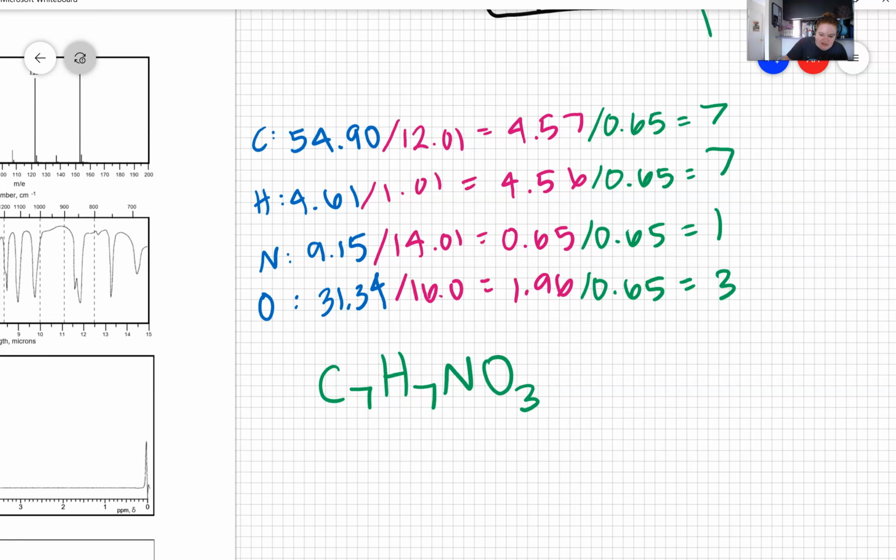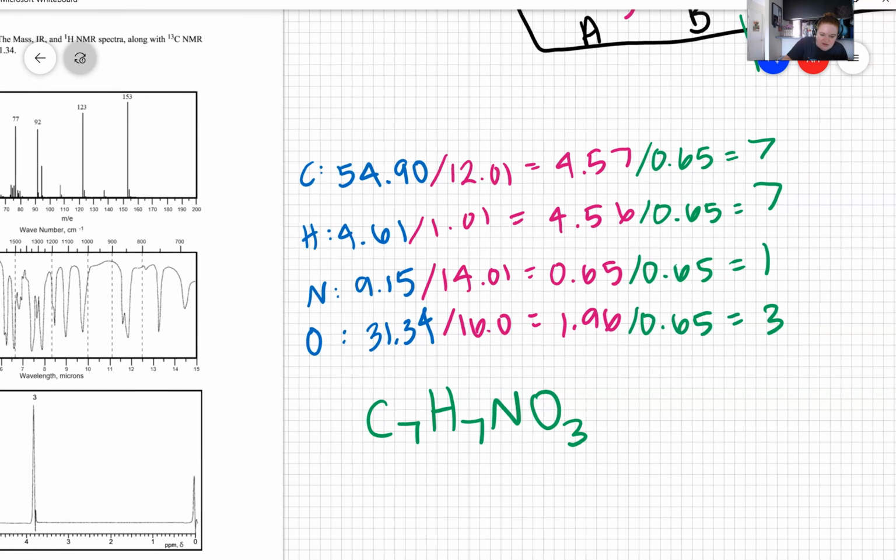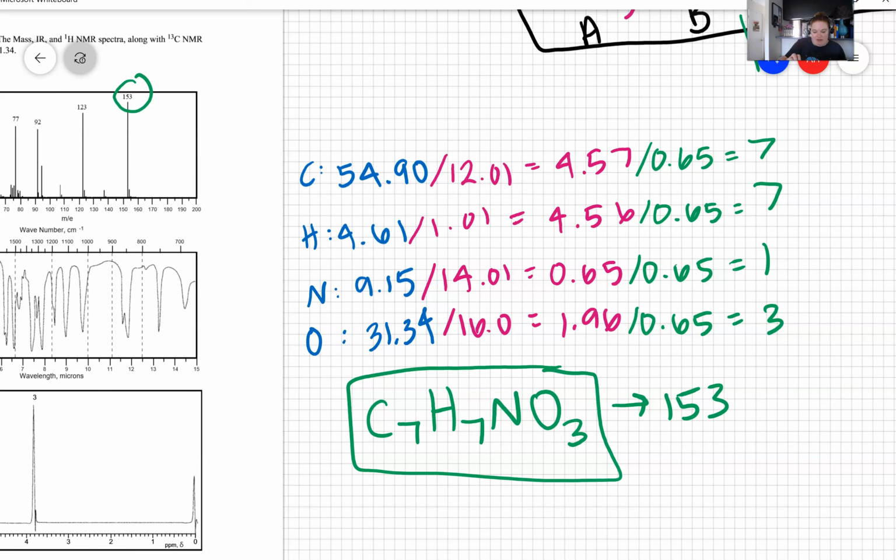And we're going to check that against our other data. So our mass on our mass spec says 153. And the molar mass of this, if we add it up real quick, so 7 carbons and 7 hydrogens and a nitrogen and 3 oxygens is 153. So this is my empirical and molecular formula.